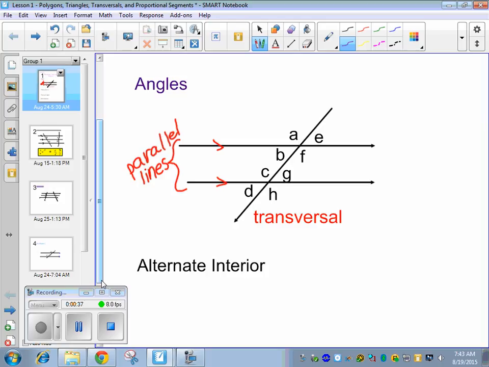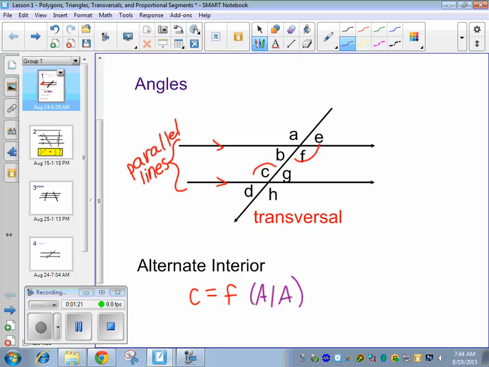Can anybody give me a pair of angles inside the parallel lines that you know are equal to each other? They have to be the same. Dan? C and F? Yeah, C and F, exactly. So this guy right here and this guy right here. Label them C and F, and underneath alternate interior, we can say that C is equal to F. Okay, and then we need a reason. How do we know that? We know that because alternate interior angles are always equal. So we're going to use AIA, alternate interior angles.